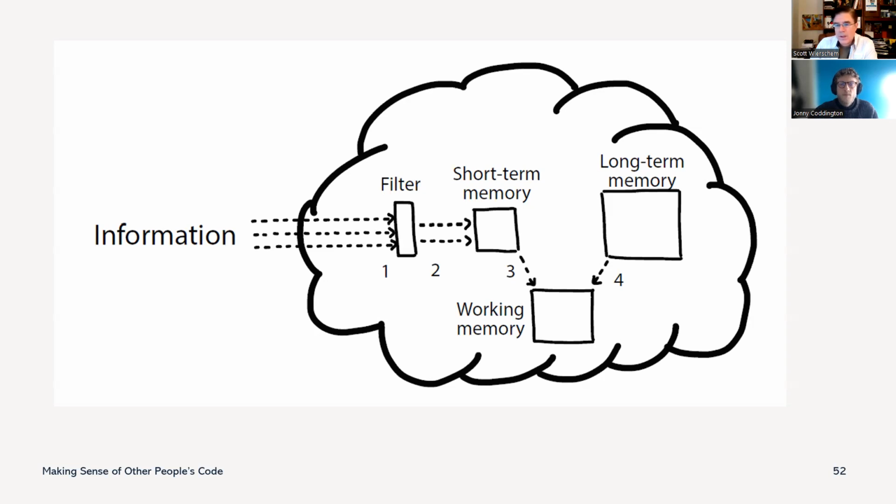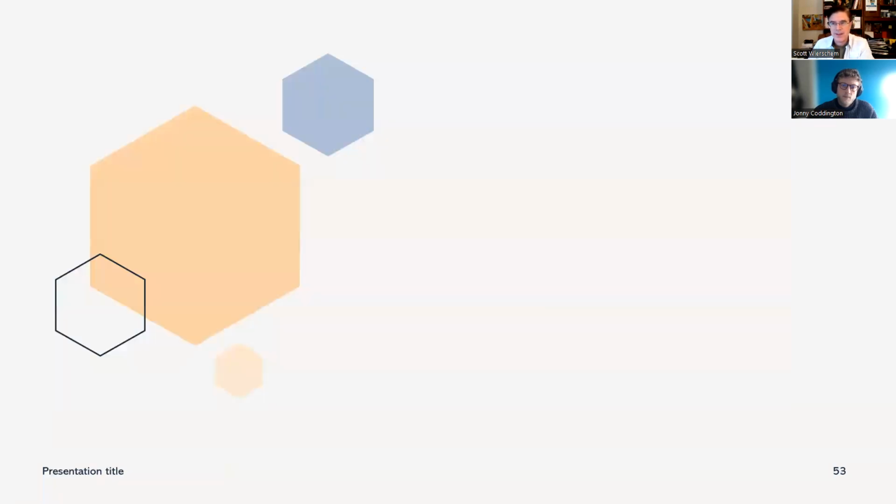Working memory processes two to six things at a time. And of course, short-term memory can hold two to six things at a time. If you have more than that, we get what's called cognitive overload. I'm sure you know exactly what that means.